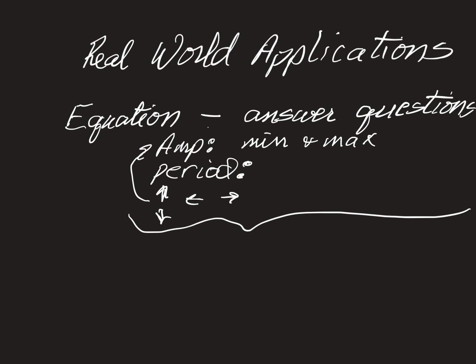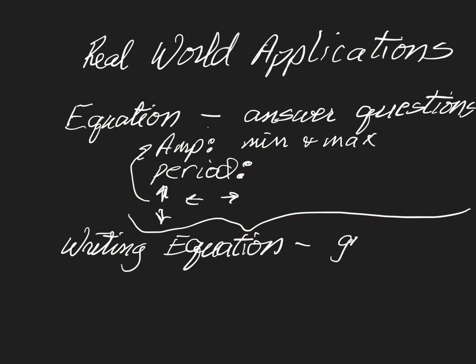The next situation is we're going to be writing the equation, or writing the function. They're going to give us situations and information, and we're going to use that to write an equation, or at least an approximate equation. Part one is where the information they give is fairly obvious: the maximum height is this, the minimum height is that. Okay, I can use those to get the amplitude.